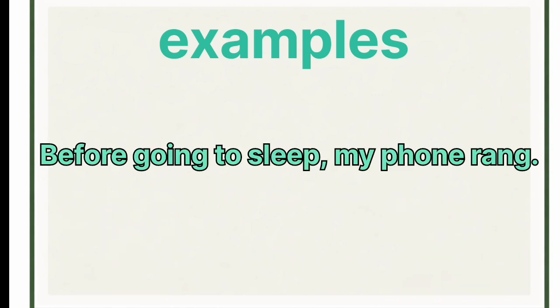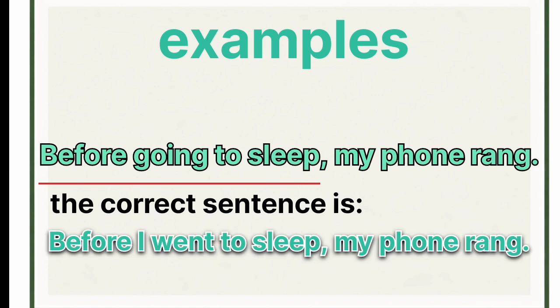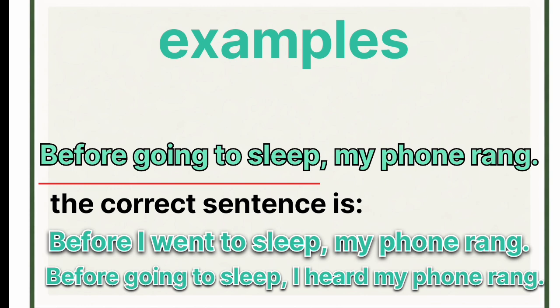Before going to sleep, my phone rang. So the modifier here is before going to sleep. In this sentence, it modifies my phone, but logically speaking, no. Let's correct it. Before I went to sleep, my phone rang. Or, before going to sleep, I heard my phone ring. Let's take the third example.